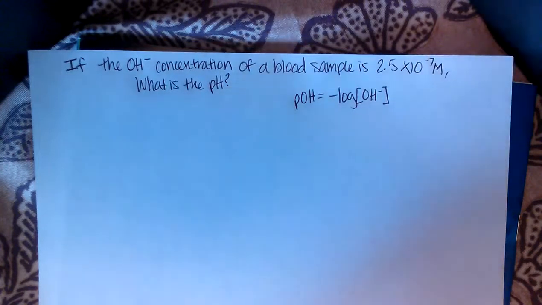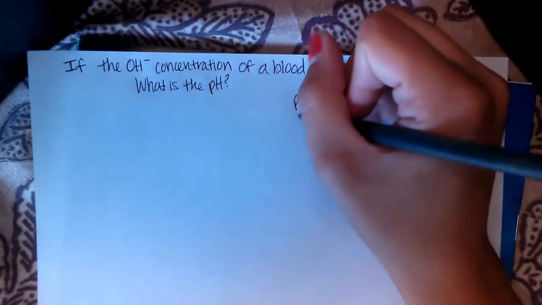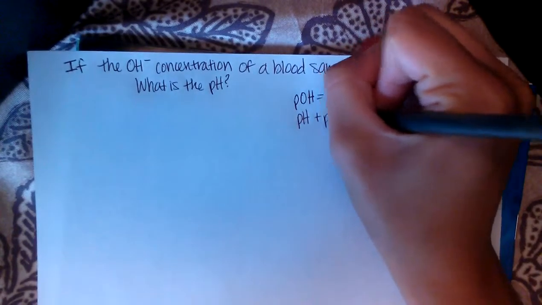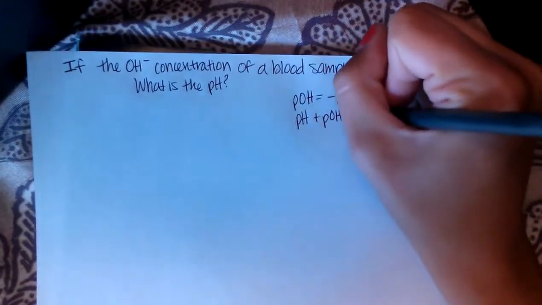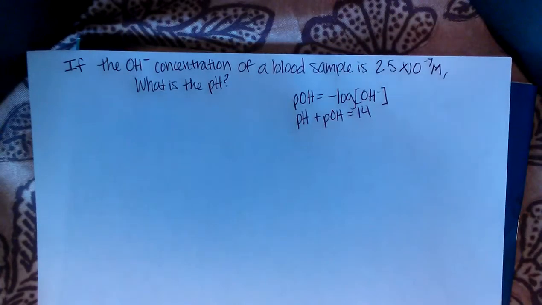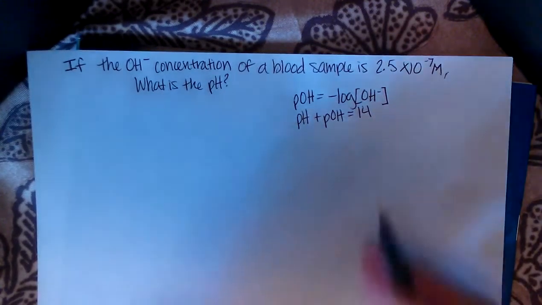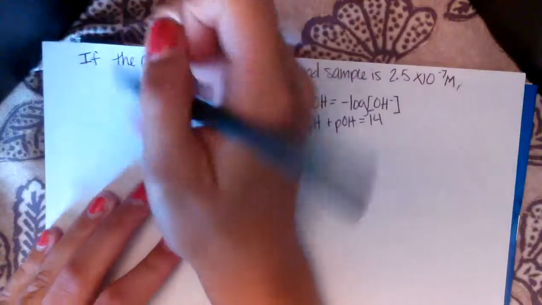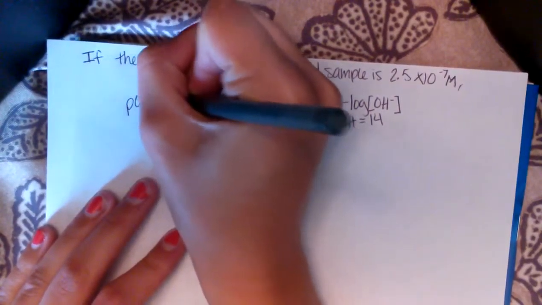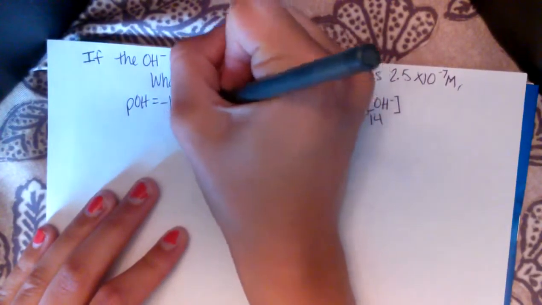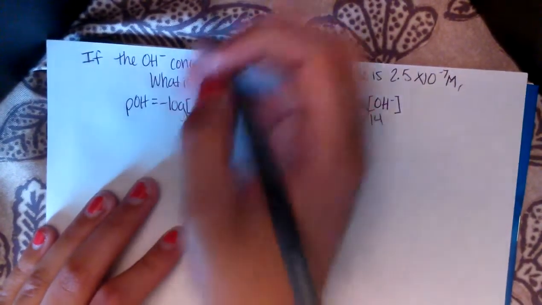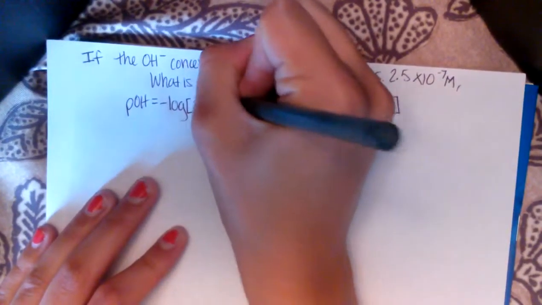But the question's asking for pH, so we have to use another formula, and that formula will relate pH and pOH together. So pH plus pOH is equal to 14. So we can already start working this problem. So we can set up our first equation. pOH is equal to negative log of the concentration of OH minus, which is 2.5 times 10 to the negative 7.